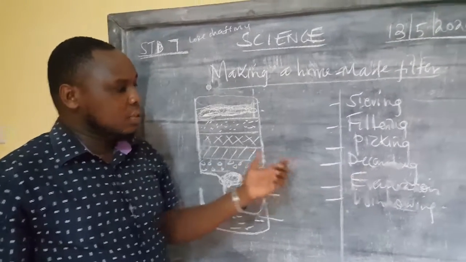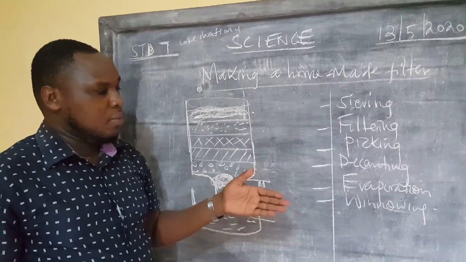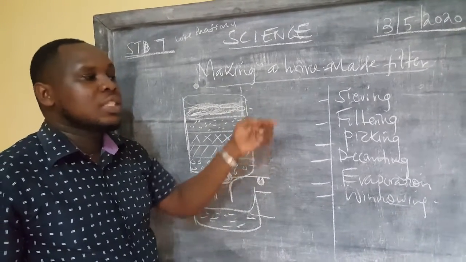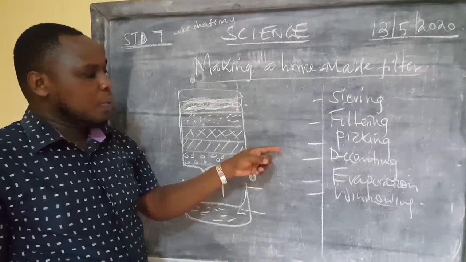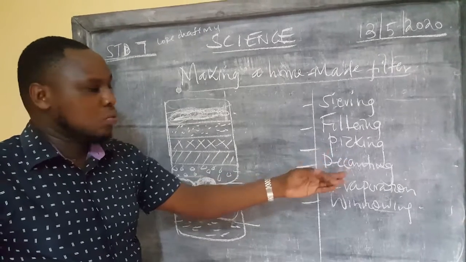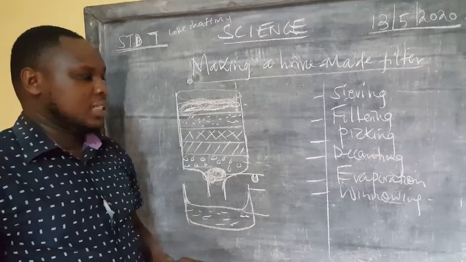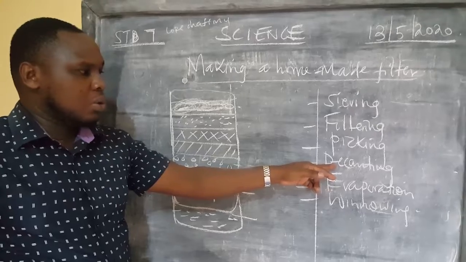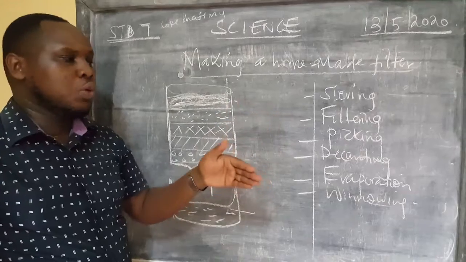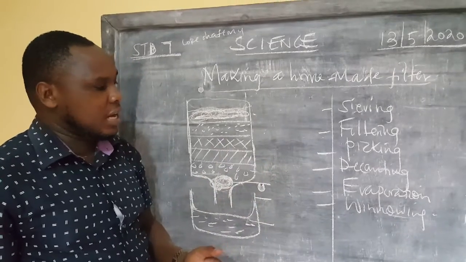Then we came to decanting. We said decanting can be used to separate a solid-liquid mixture, where the solid is insoluble in the liquid, say for example water and sand, or water and maize, where the maize will be left on one side, then you decant the water to the other side. In case of liquids, we talked about, for example, immiscible liquids like kerosene floating on water. So you decant carefully the kerosene on one side, then the water remains in the other container.